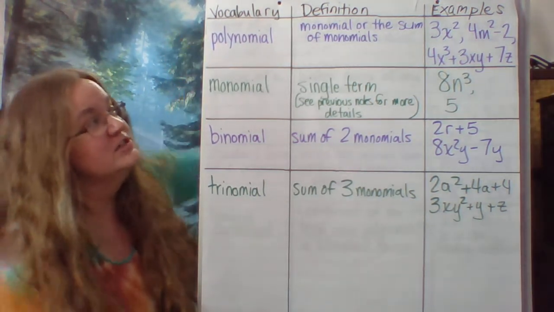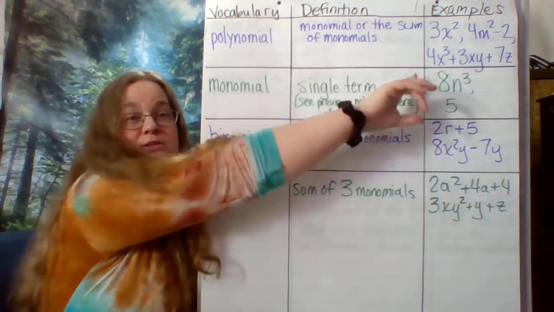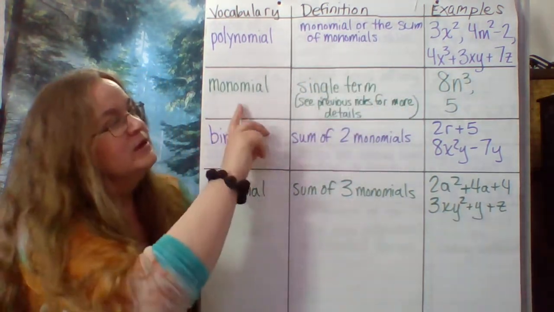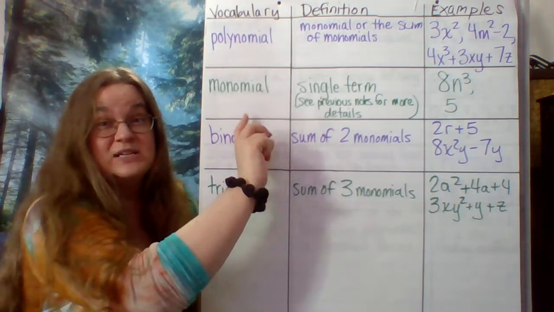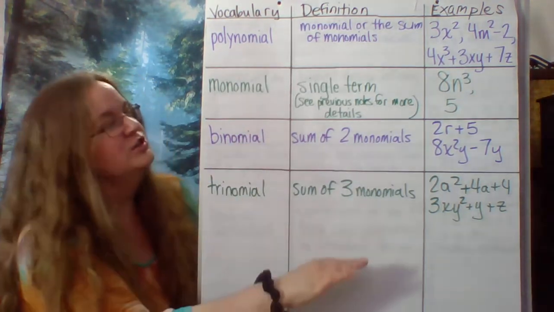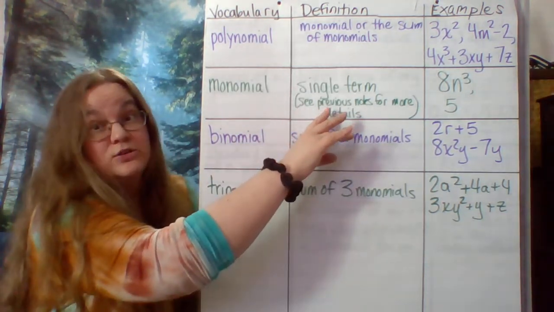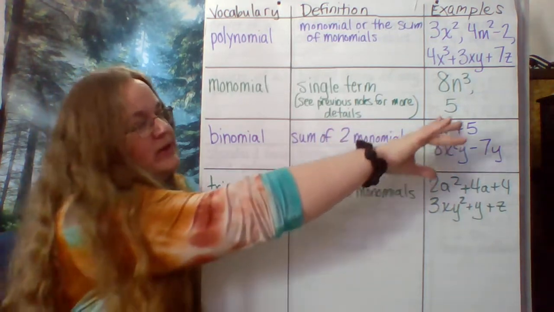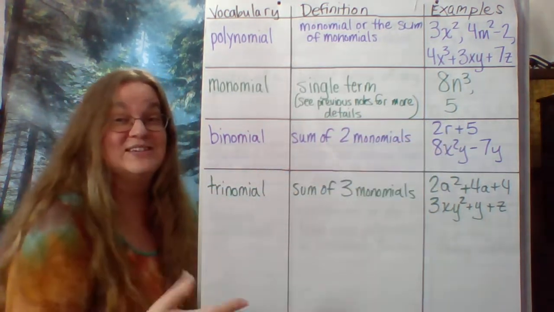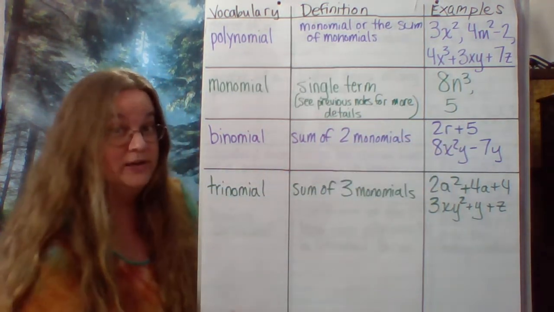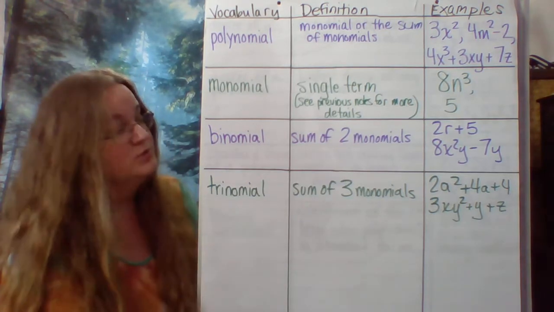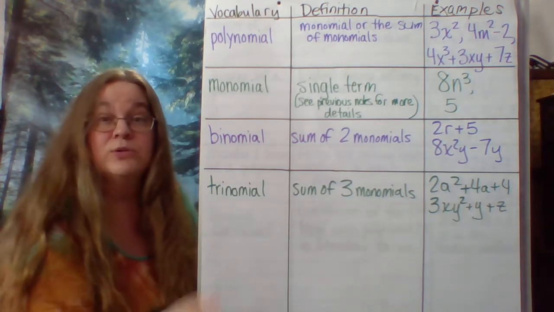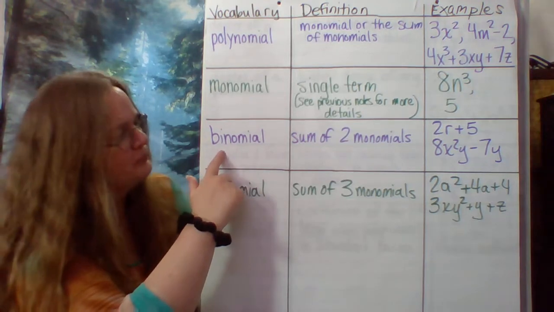Polynomial is just the monomial or the sum of monomials, and you can see some examples over there. Monomial we talked about in a previous lesson with a more extended definition, but it's basically a single term, remember. And here are some examples. There's certain things it can't be, like you can't divide by a variable, those sorts of things. So if you don't remember, go back to the previous lesson.